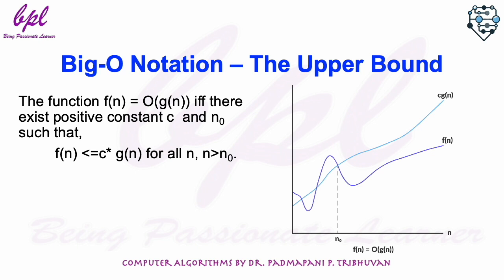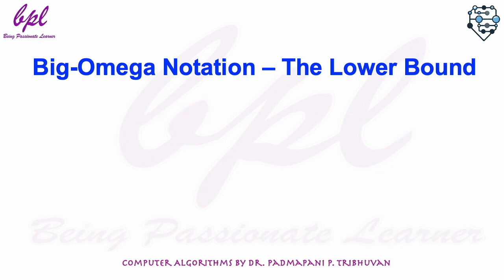For sufficiently large n, the growth of f(n) will always be less than or equal to a constant multiple of g(n). n0 is a threshold beyond which this relationship holds. The constant c allows for some scaling factor, ensuring that f(n) remains bounded by g(n) as the input size grows. Big omega notation.